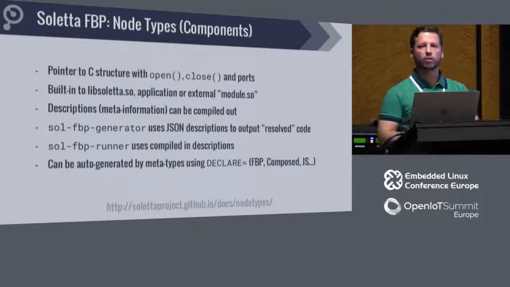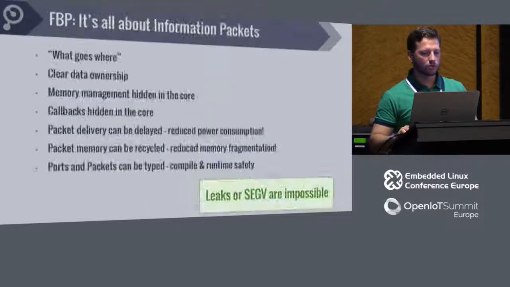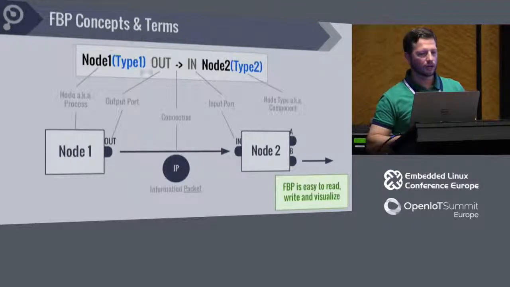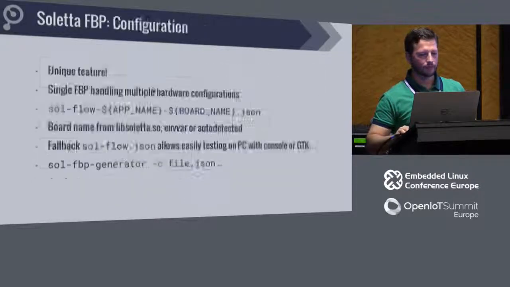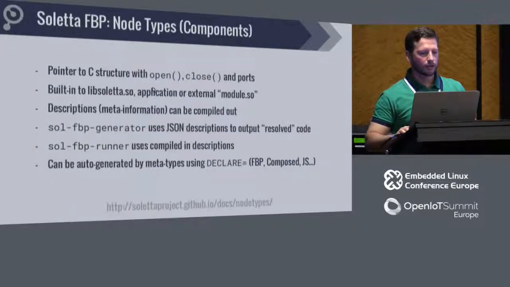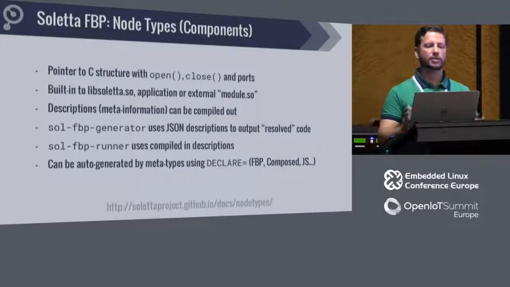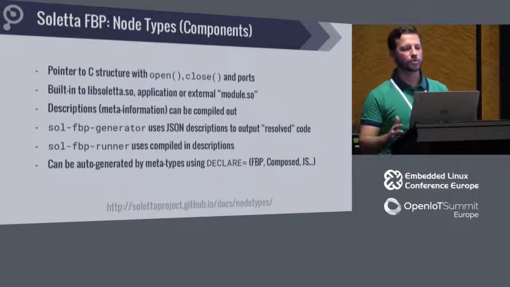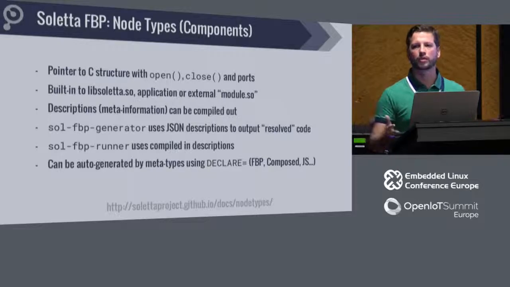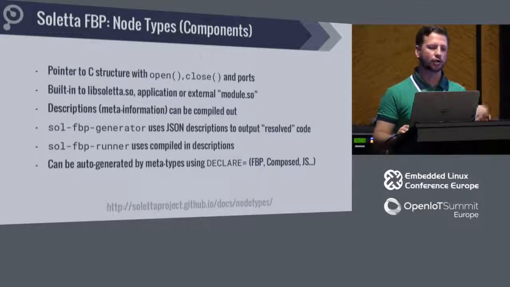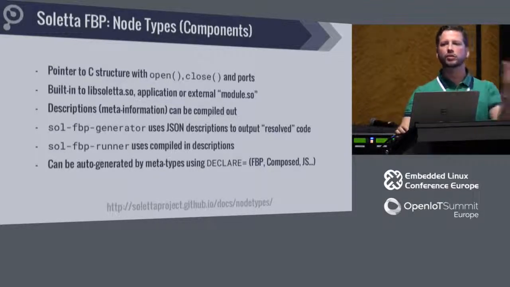Our node types or components, what goes in here in blue, are very simple. They are a C structure, or a pointer to a C structure, with an open and close. That's basically the constructor and destructor, and an array of ports. That's it. It's a very simple interface. It's very simple to write bindings, to reuse these objects even outside of Soletta.